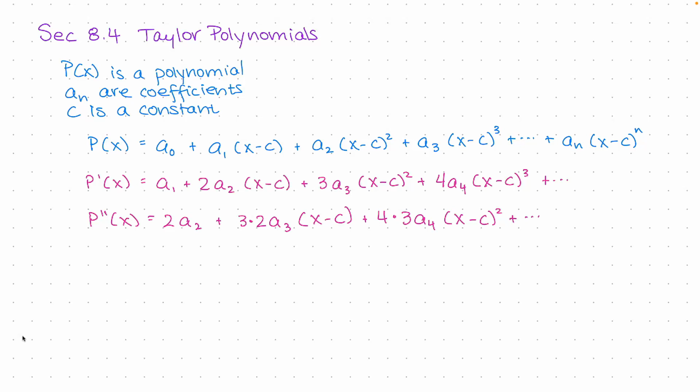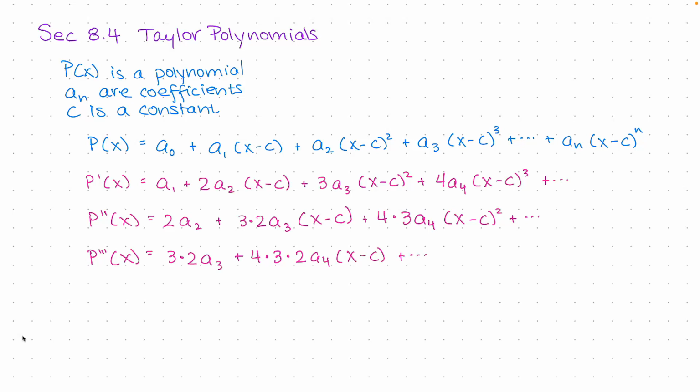And I'm having a good time, so I'm going to keep going. I'm going to take the third derivative. Let's do this a little faster now. The derivative of the first term is 0. The next one's just going to be 3 times 2, a sub 3. The next one's going to be 4 times 3 times 2, a sub 4 times x minus c.